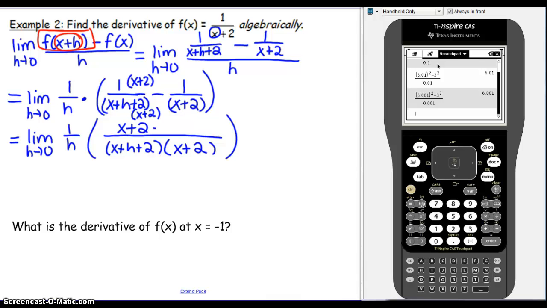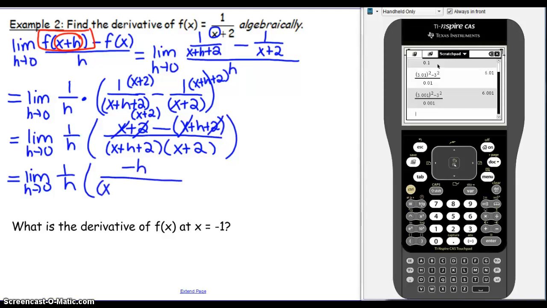And then we have subtraction, so we're going to bring down our subtraction. And the second fraction needs to be multiplied by x plus h plus 2. But we're subtracting, so we're going to put parentheses around this because the entire thing must be subtracted. Okay, so we're going to clean it up by combining our like terms. We do have to distribute the minus sign. So this is really x minus x, and this is 2 minus 2, so they cancel out, and we're just left with a negative h on the top.